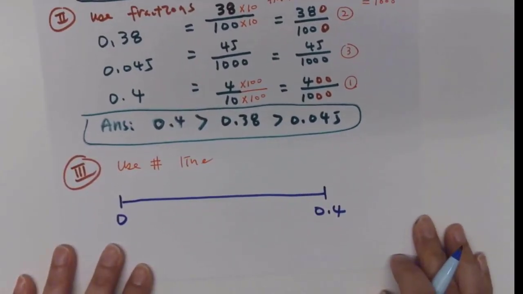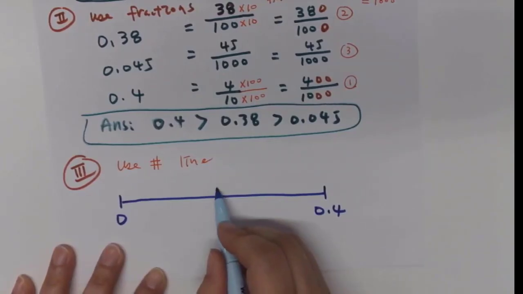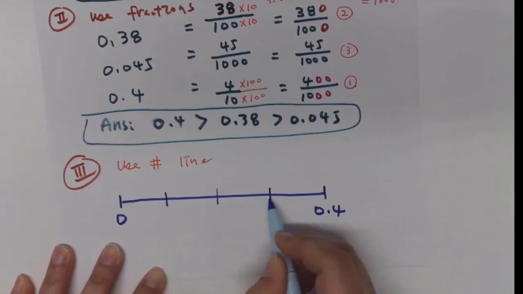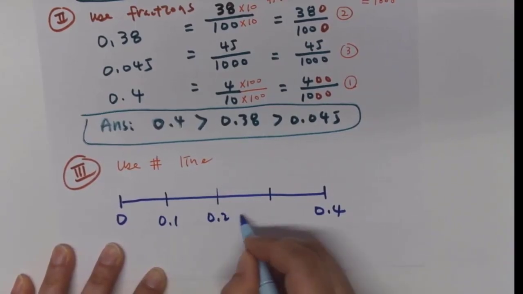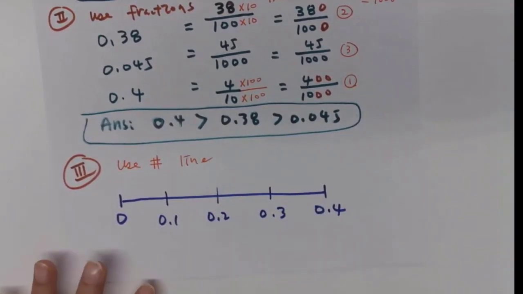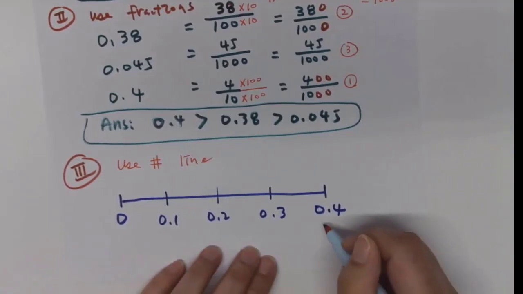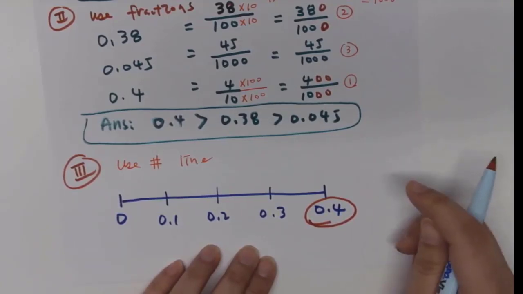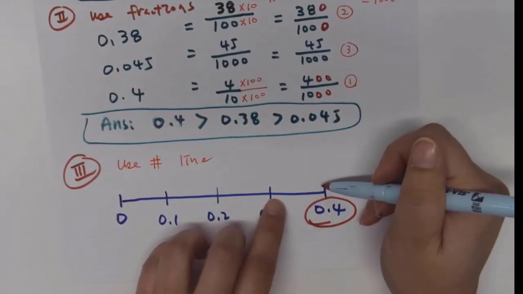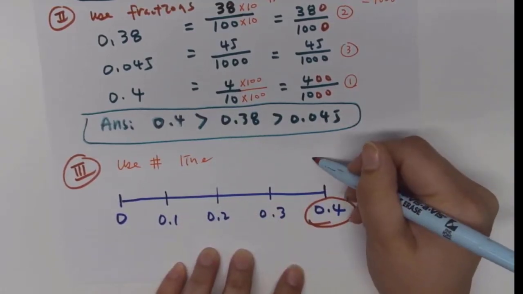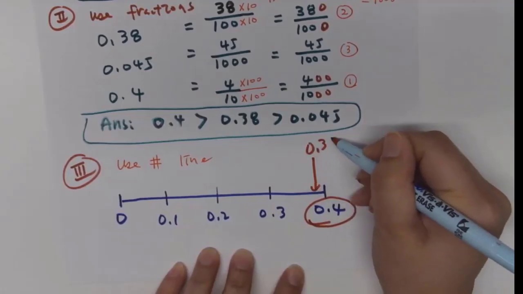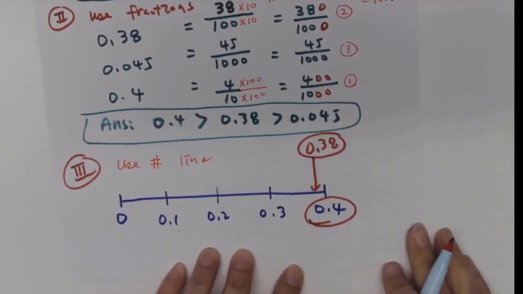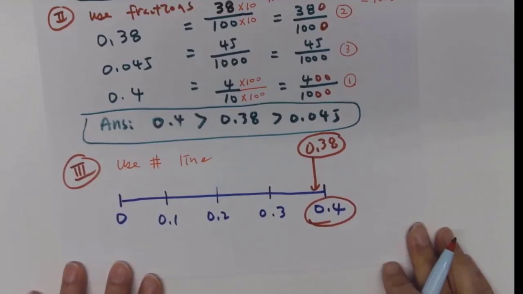If I have 0 to 0.4, I can divide this into how many equal parts? 4 equal parts. So half here and then half again. 0.1, 0.2, 0.3, 0.4. Now we can immediately spot 0.4 is here, right? Where is 0.38? Close to 0.4 and here, right? Because it's 38, so it's going to be close to here, 0.38. Are we okay?